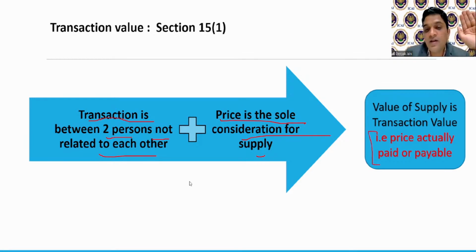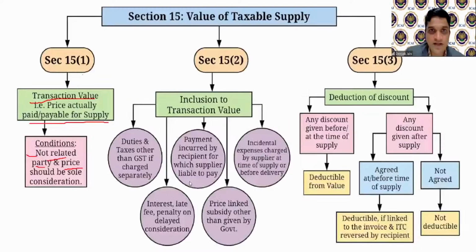Transaction value means the price which is actually paid or payable, which means paid now or payable later, but which is agreed, correct? Because at the time of supply itself, he'll say, okay, I'll pay you 10,000 now, 5,000 later on. But the value is decided as 15,000 rupees. So that's why it says price actually paid or payable for this transaction. That will be treated as the value for section 15.1, which means transaction value.